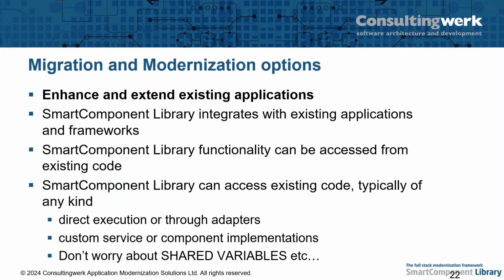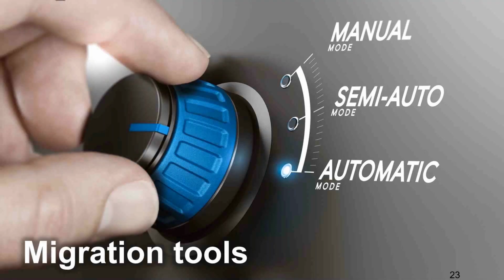So when we start a migration or modernization project, we can look at the existing application and start with that, and step by step add existing features of the SmartComponent Library, or we can migrate code. So now we're going to look at migrating code.